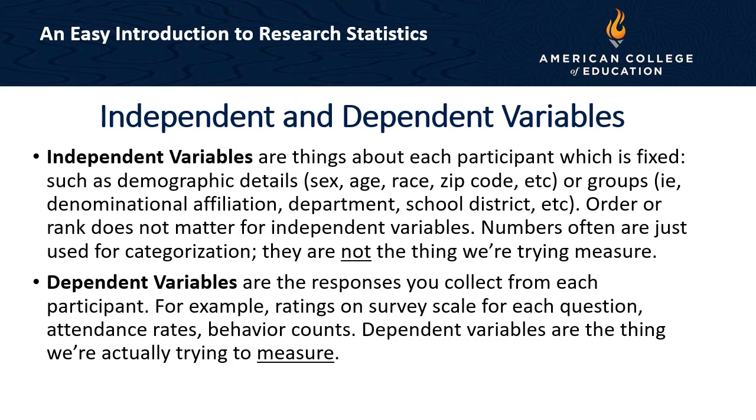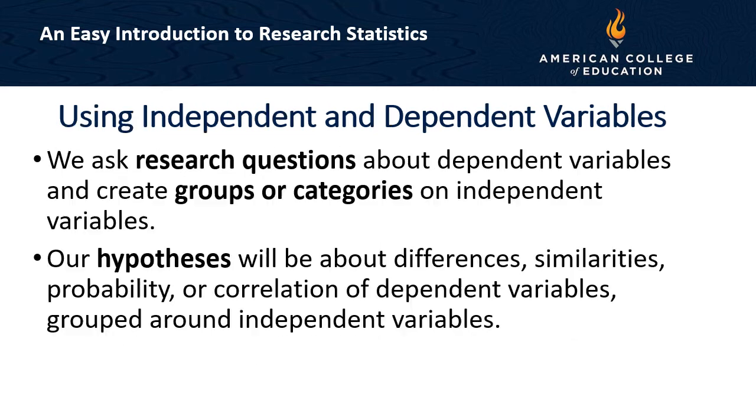Whereas dependent variables are the responses you collect from each participant. For example, the ratings on a survey scale for each question, attendance rates, behavior counts. Dependent variables are the thing we're actually trying to measure. So in the example of the Durell, the independent variables may have been sex, race, denomination, maybe even a particular church, whereas the dependent variables were organizational, non-organizational, and intrinsic religiosity. Those were the things we were actually trying to measure.